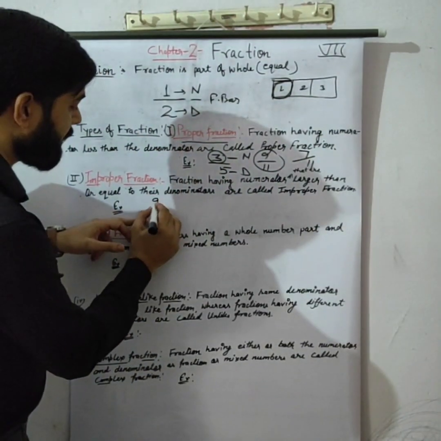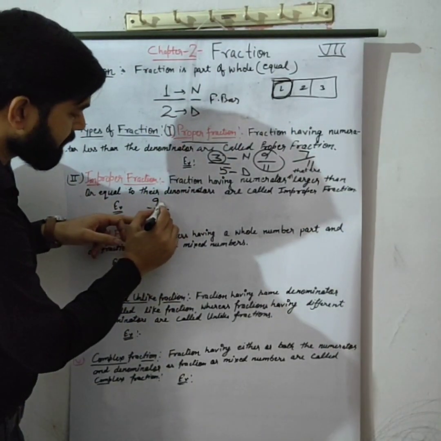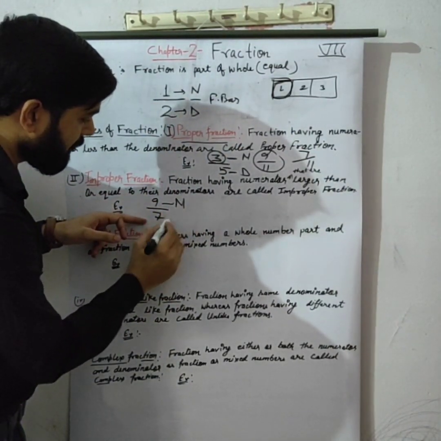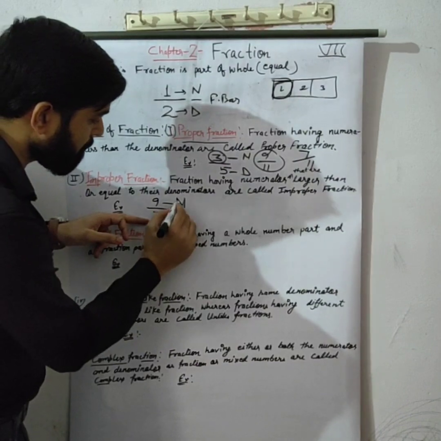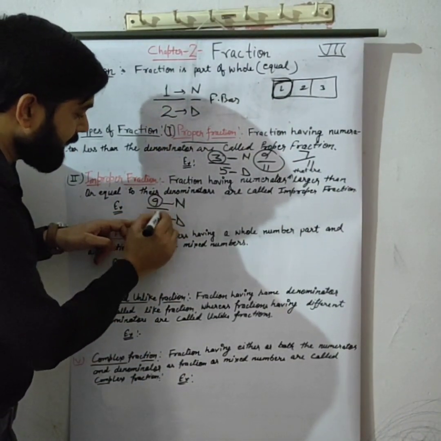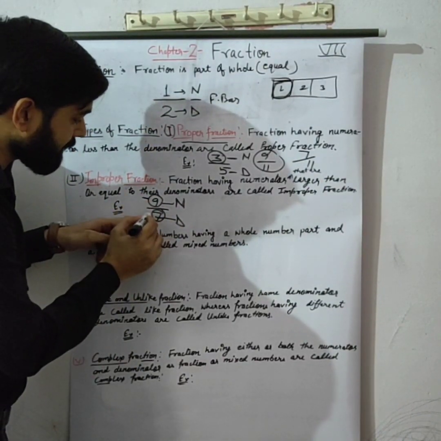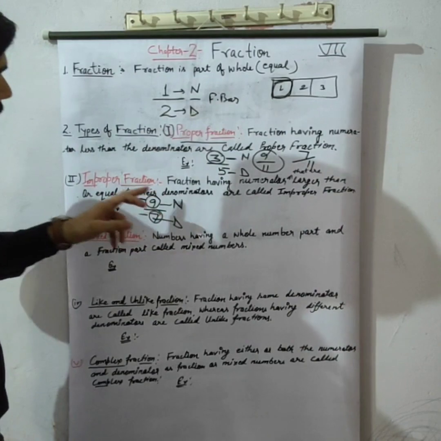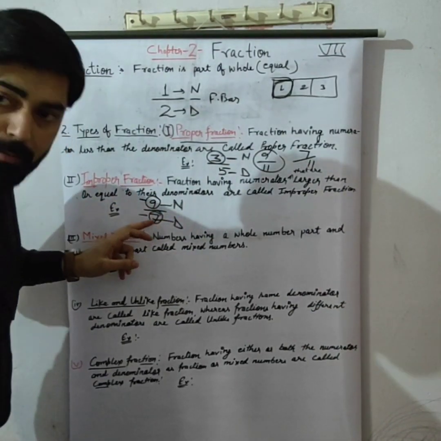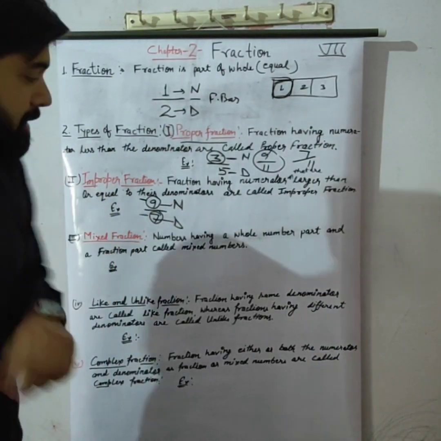Example: 9 upon 7. Look here, in this fraction this is the numerator and this is the denominator. You can see this is 9 and this is 7, and you know that 9 is greater than 7. So here the numerator is greater than the denominator, so this fraction is an improper fraction.